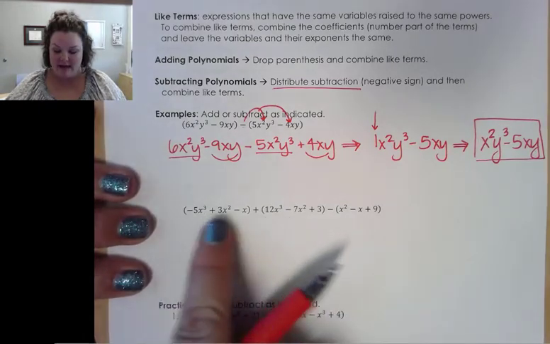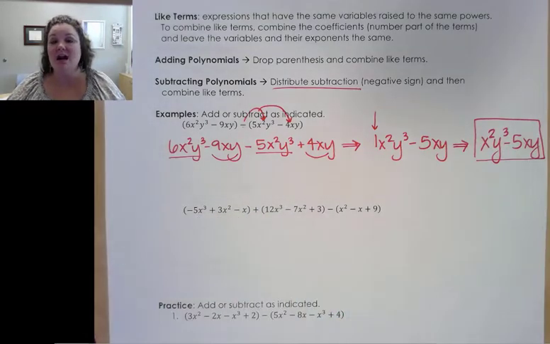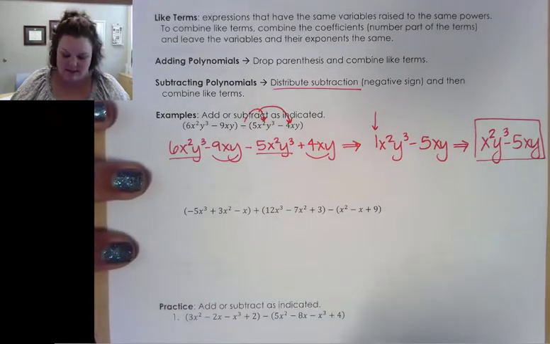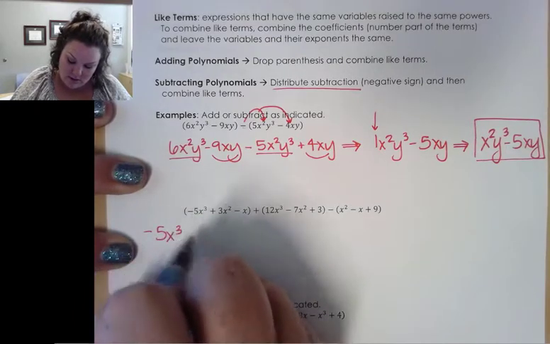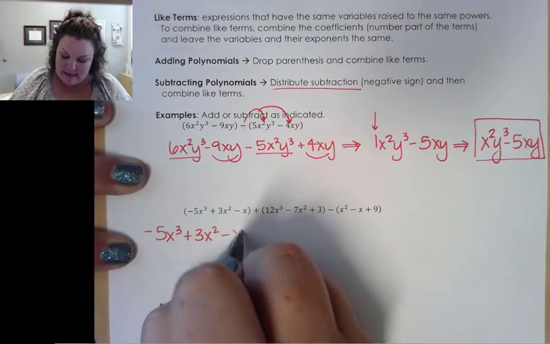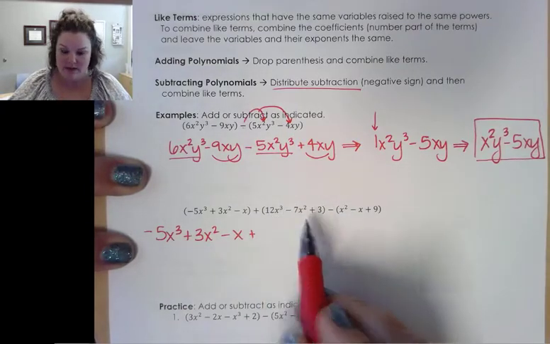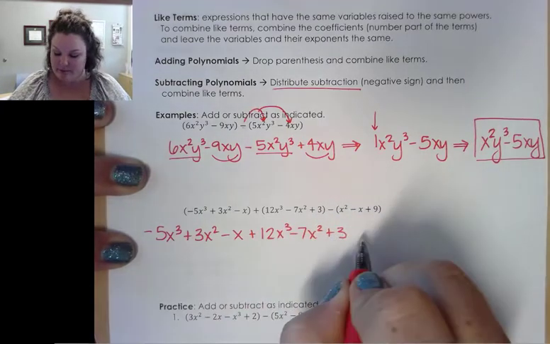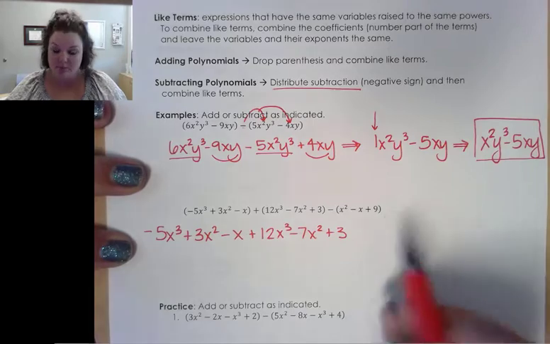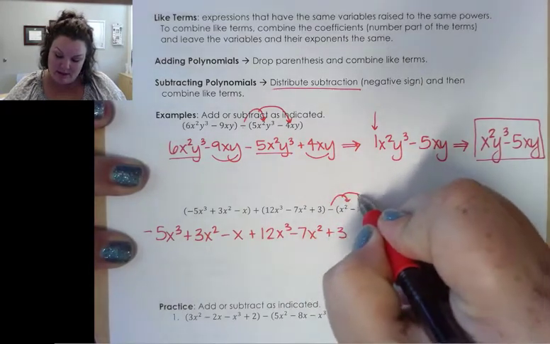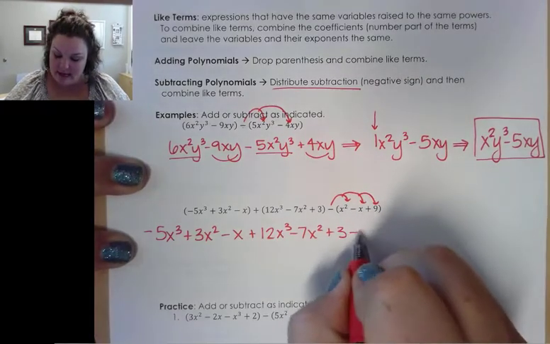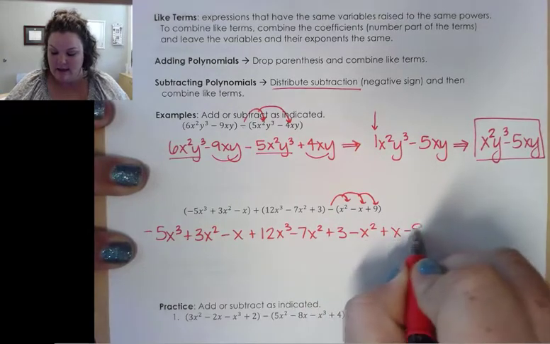This is the same idea. We're adding two polynomials and then subtracting a third. When we add polynomials together, remember that does not change anything about the polynomial. So we can actually just drop these first two sets of parentheses. So this is -5x cubed plus 3x squared minus x plus all the terms from the next one, 12x cubed minus 7x squared plus 3. And then for the third polynomial, we can't just drop the parentheses. We have to first distribute the negative to all three terms, right? So that's going to change all their signs. So this becomes a -x squared, a positive x, and a -9.